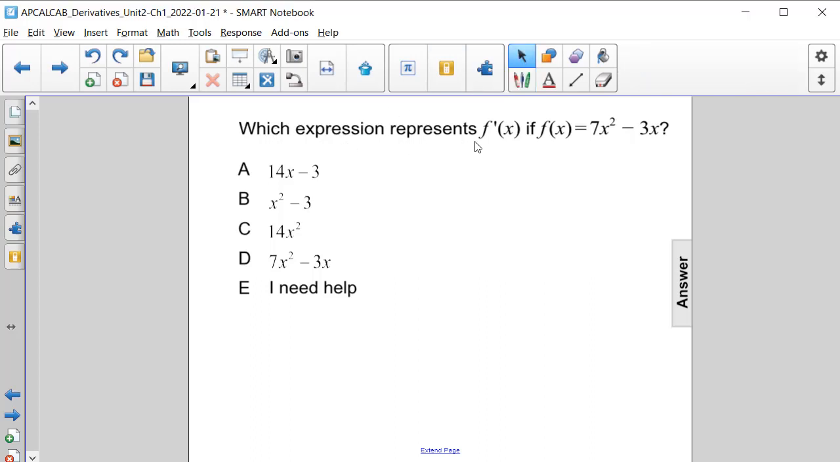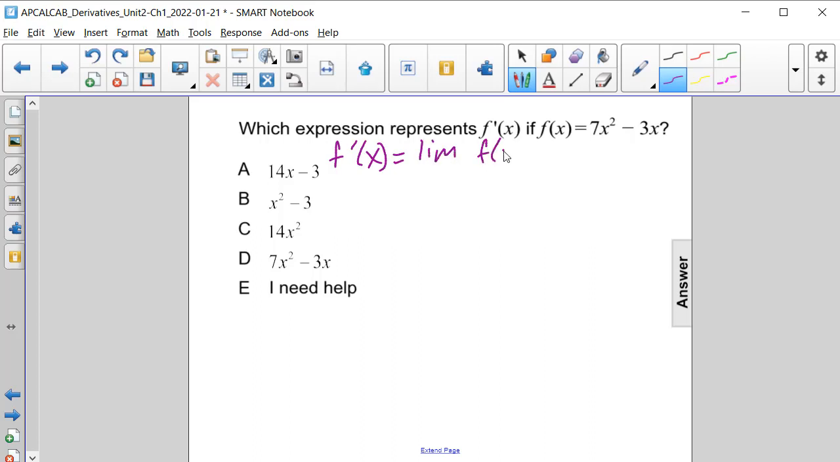Which expression represents f prime of x if f of x is equal to 7x squared minus 3x? Well, we know that by the definition of a derivative, we can find f prime of x by finding the limit of f of x plus h minus f of x, all divided by h, as h approaches 0.